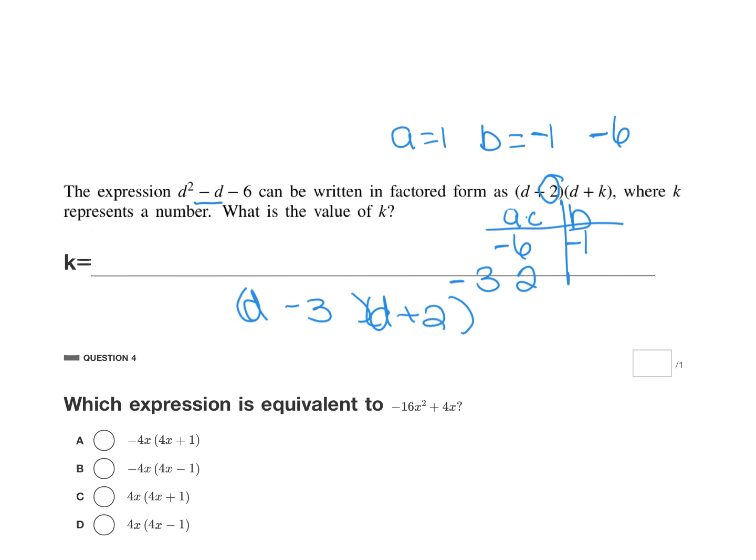So it's asking me what is the value of k. Well, I already know they have this d plus 2, so they already have that as that factor form. So what they're looking for is, what is this number? So here the answer is going to be -3.